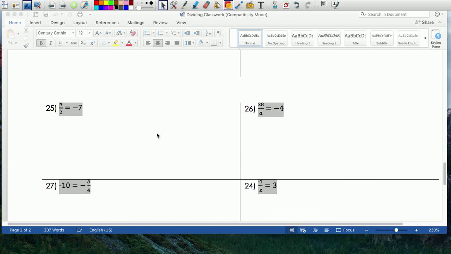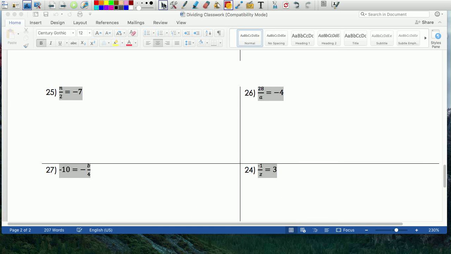Again, same thing here. Half of a number is negative 7, right? So a number that I don't know, I'll put a question mark, divided by 2 equals negative 7. Well, what divided by 2 equals 7? Well, it's 14. So now you have to worry if it's 14 positive or 14 negative.